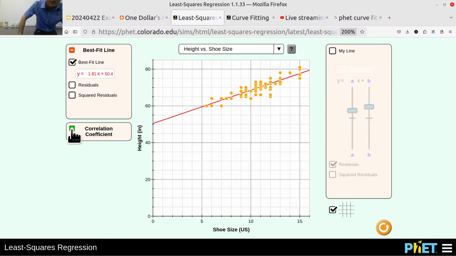And here is one thing, please. The correlation coefficient, that is R. Here it is not R squared. Here R is plus 0.85.